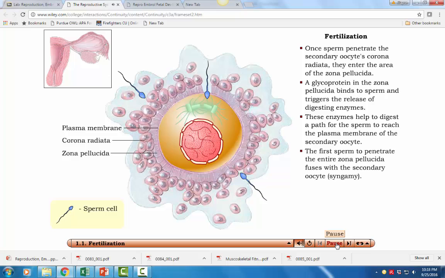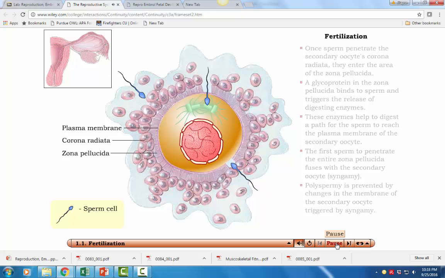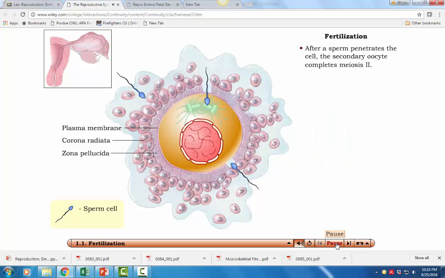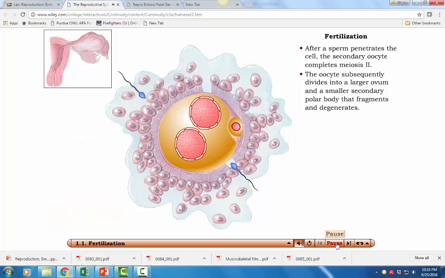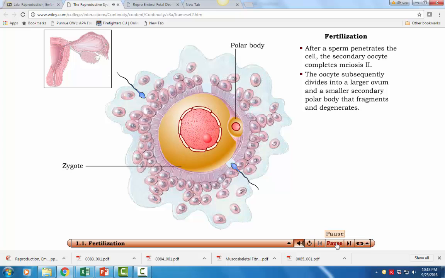Syngamy occurs when the first sperm to reach the plasma membrane fuses with the secondary oocyte. After a sperm penetrates the cell, the secondary oocyte completes meiosis II. The oocyte subsequently divides into a larger ovum and a smaller secondary polar body that fragments and degenerates.